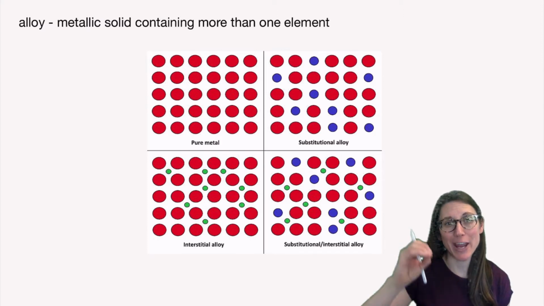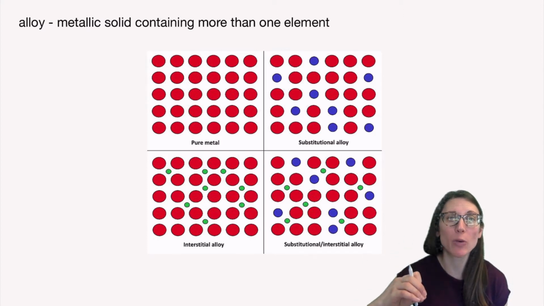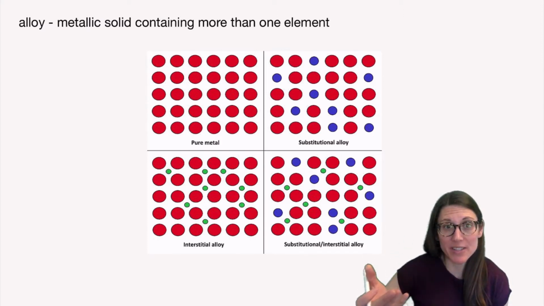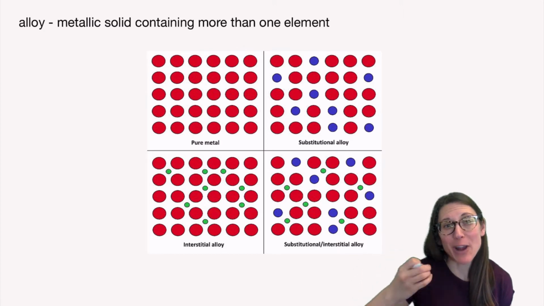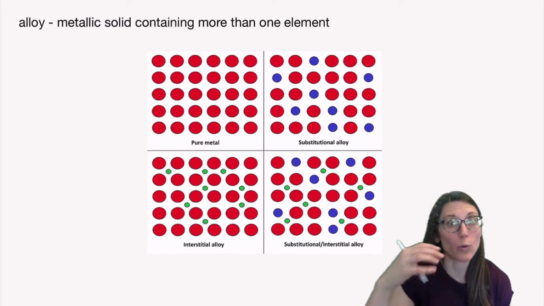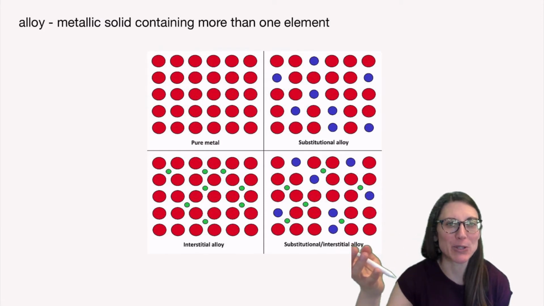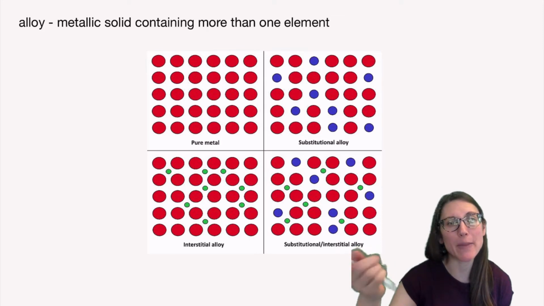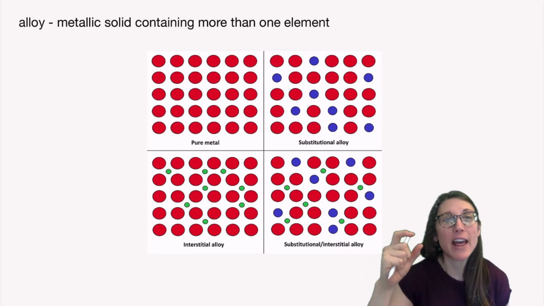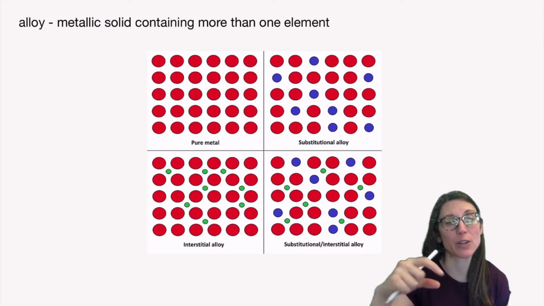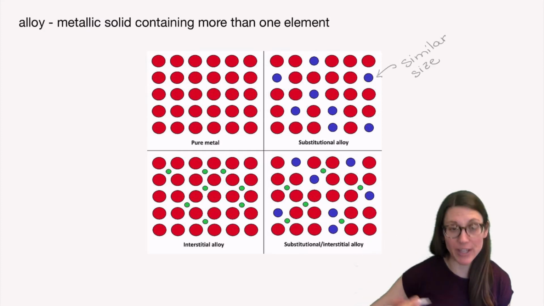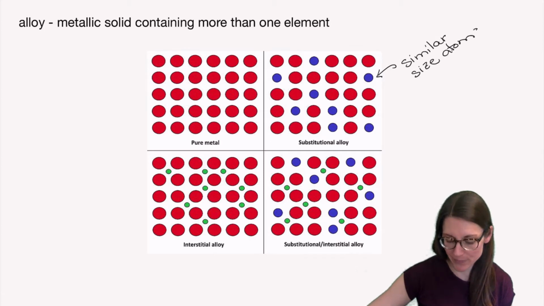But if we mix in different elements, we get what's called an alloy, which is a solid mixture. There are some options for how this mixture goes down. If you mix in a second element, or a third element, or however many different elements you have, and the atoms are of similar size, they're going to take the place of your original metal atoms within the crystal lattice. This is called a substitutional alloy.